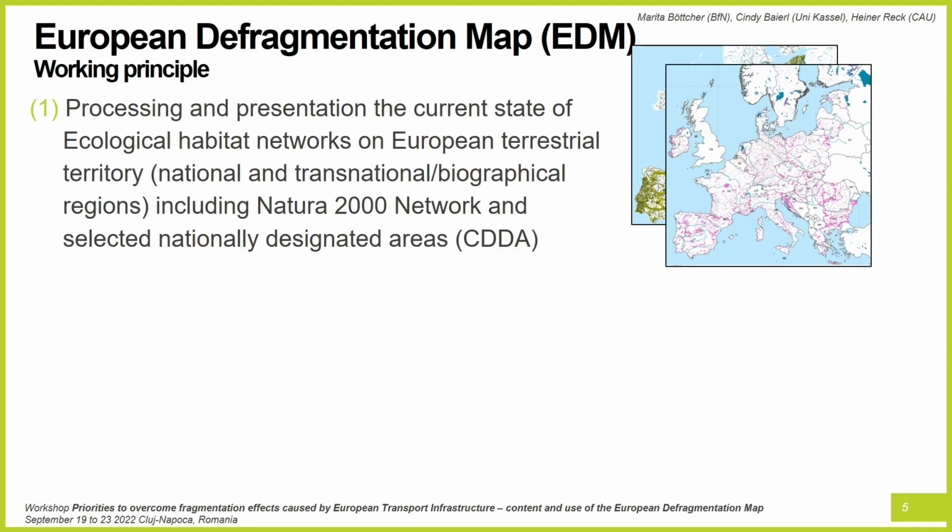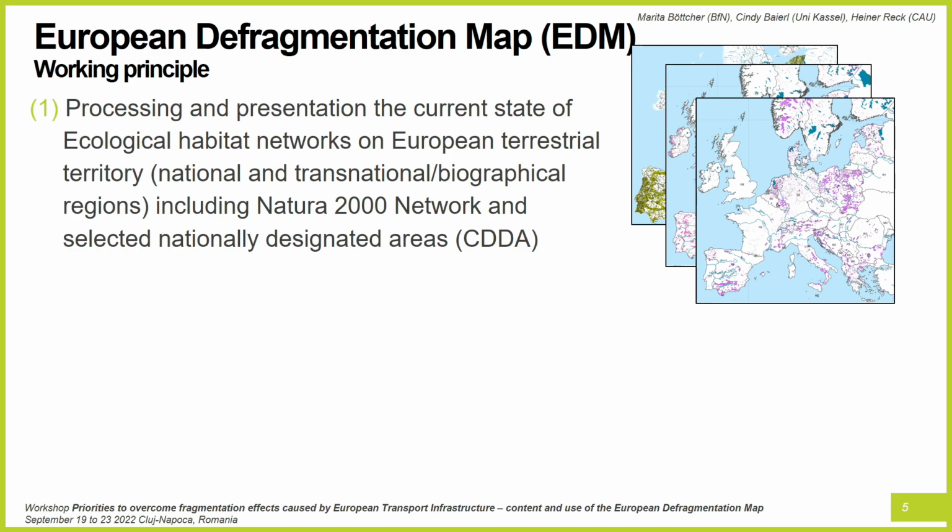A few words about the working principle for the development of the European Defragmentation Map. First, we are processing and presenting the current state of ecological networks on European terrestrial territory. We included national data as well as international data for several biogeographical regions. And we include the Natura 2000 network and selected national designated areas. For both protected area backdrops, there are databases provided by the European Environment Agency. They are annually updated, and anybody can use them, and we use them as well.